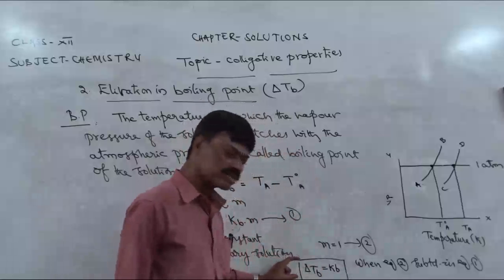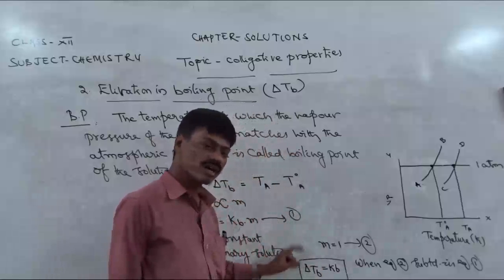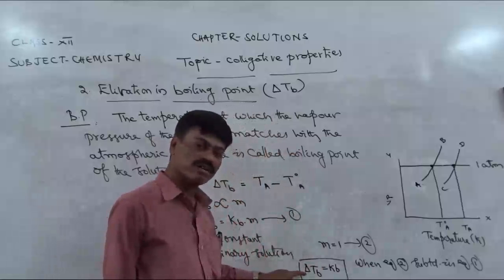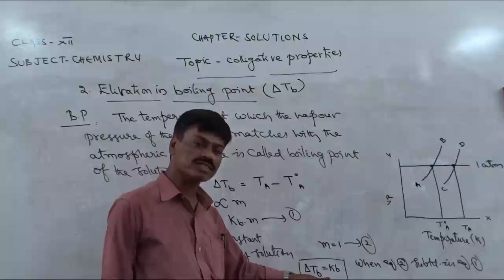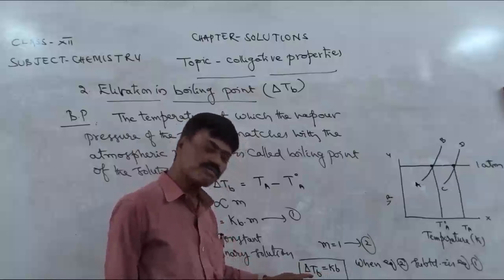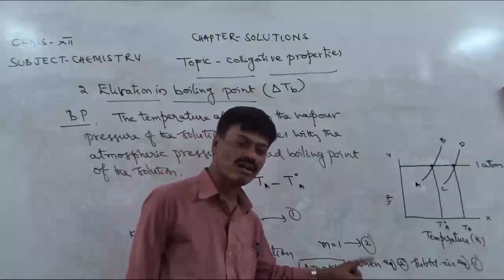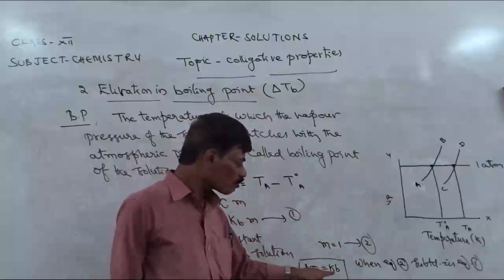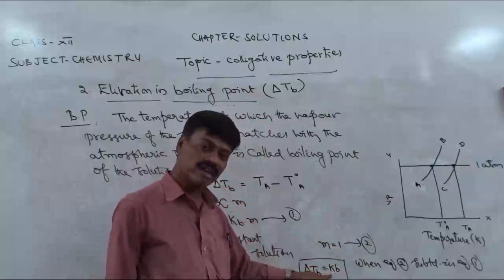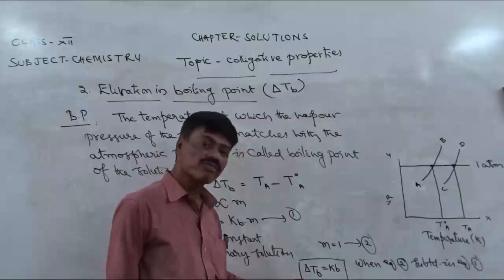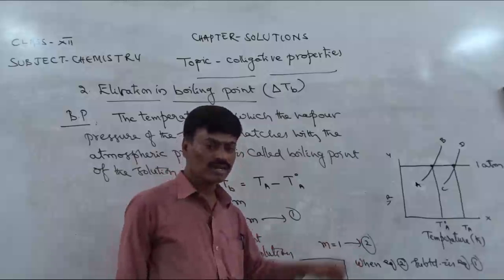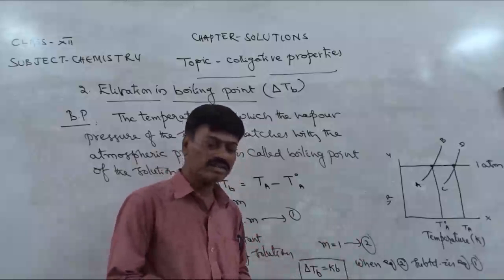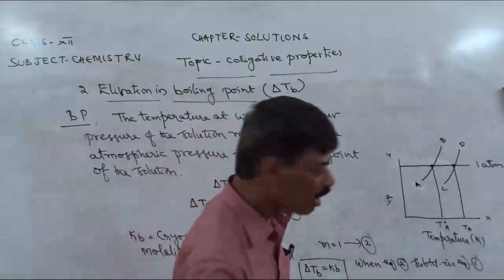So that is the concept that can be asked for 1 mark. Once again, delta TB stands for elevation in boiling point. Kb stands for cryoscopic constant. So elevation in boiling point can be equal to cryoscopic constant, or cryoscopic constant can be defined as elevation in boiling point when molality of the given binary solution is equal to 1. So in that way it can be defined, and this can be asked for 1 mark.